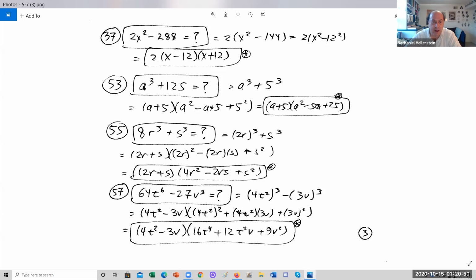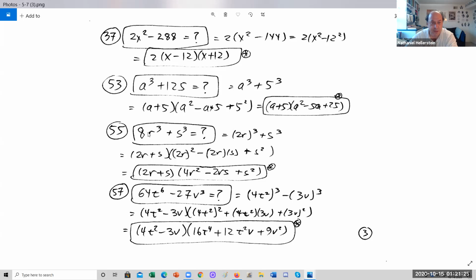Now here, we have a sum of cubes. A cubed plus 125, well, 125 is 5 cubed. Cube plus cube. Okay, that's a sum times square minus product plus square. A plus 5 times the square, a squared, minus the product, 5a, plus the square, 5 squared. There's always a step where we have to neaten it out. So you get a plus 5 times a squared minus 5a plus 25. So with the sum, you have to have this plus, minus, plus for the second factor.